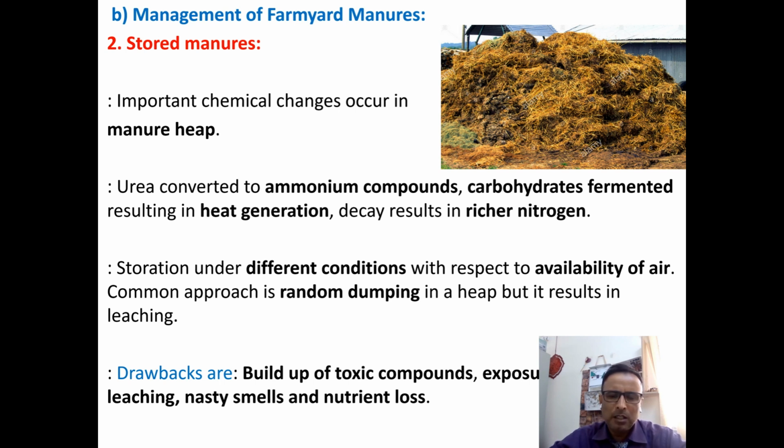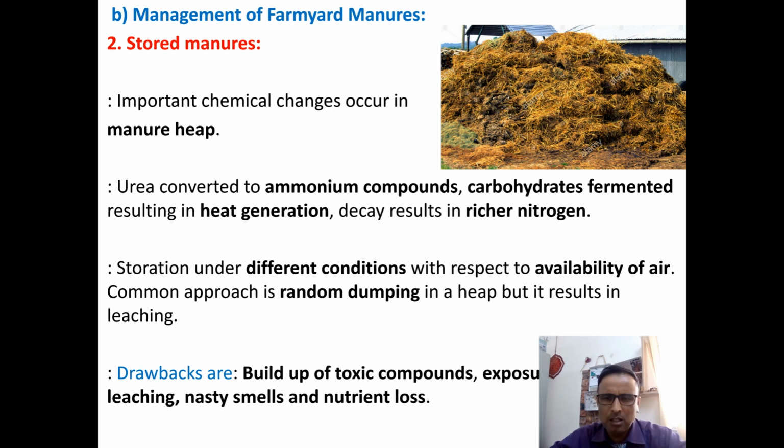So basically, the urea which is present in these kinds of heaps converts into ammonium compounds. The carbohydrate which is present is fermented, which results in heat generation inside these heaps. This heat helps in decay of the richer nitrogen, and the nitrogen is easily available when it is exposed to the heat conditions.